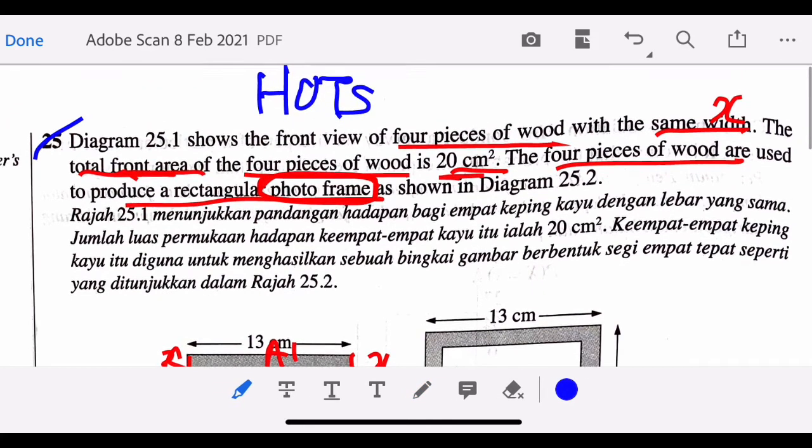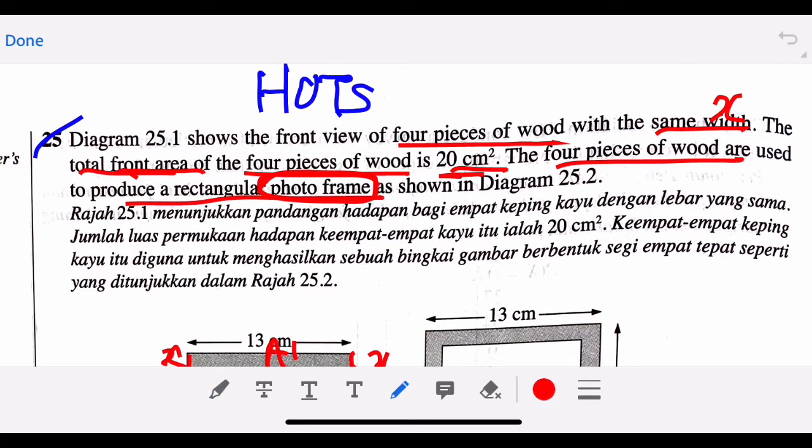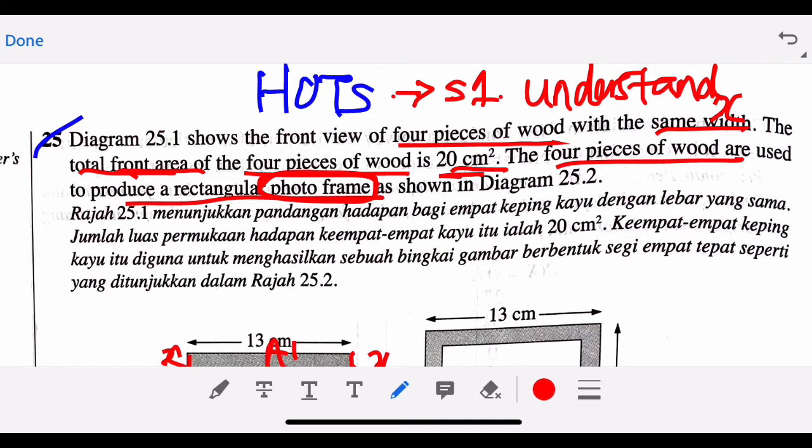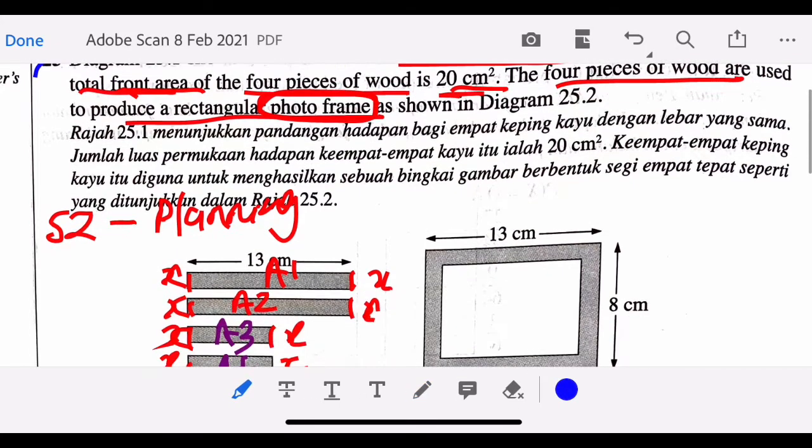So you see, when you want to do a HOT question, basically you must have 4 steps. You know what is the first step? Step 1 is you must understand, which is very important. If you don't understand the question, you cannot do it. So you have to spend more time to understand the question. So we say to solve the HOT question, we have 4 steps. First one is understand. Okay, we have read and understood the question already. Now step 2 is planning. So we want to plan how to solve the question.